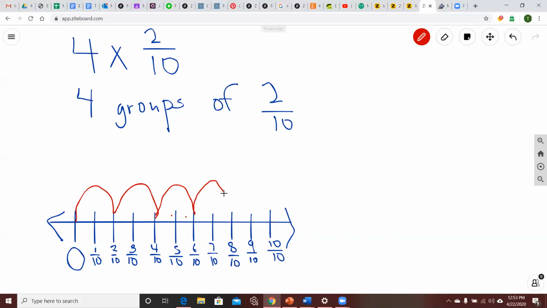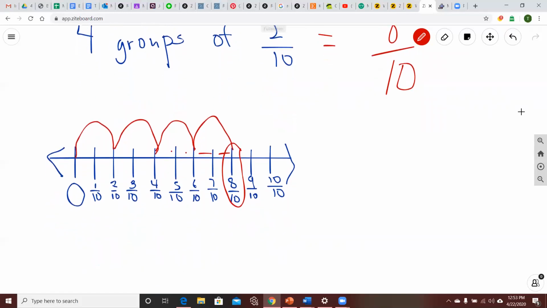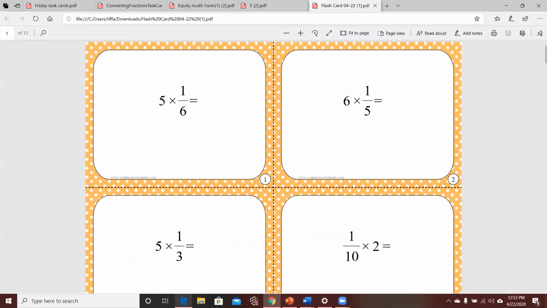Another group of 2. How I got that group of 2 is right here. There's 1, there's 2. That's how I got my group of 2. So now I've made 4 groups or 4 jumps. I'm going to circle where I landed. And then we see that we got an answer of what? 8/10. Okay. All right, so now let's look at some task cards.